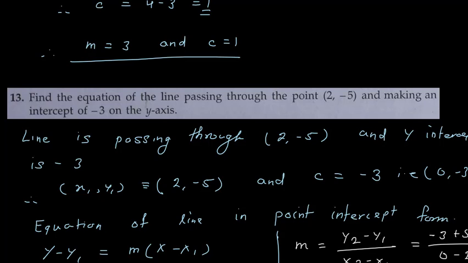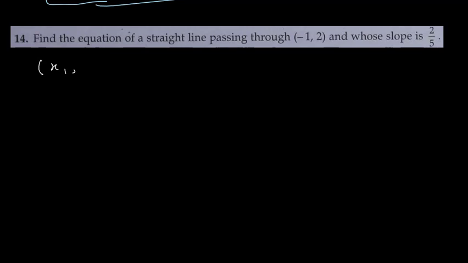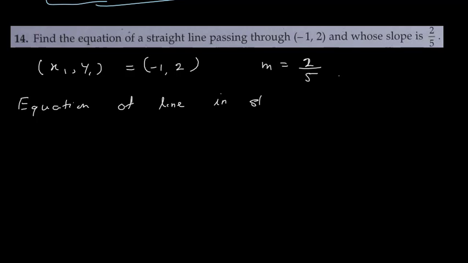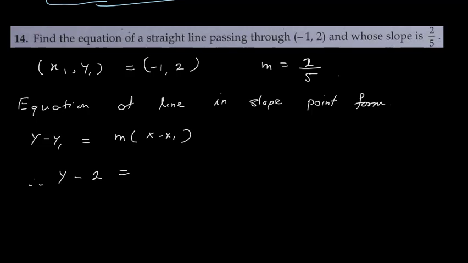Now here the 14th problem is find the equation of a straight line passing through -1, 2 and whose slope is 2 divided by 5. So you have given point, that is x1 comma y1 is given, -1 comma 2, and slope m is given 2 divided by 5. So equation of line is y minus y1 equals m, that is 2 divided by 5 into x minus x1. So minus minus will become plus 1.